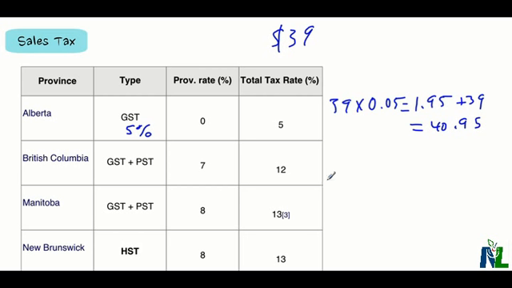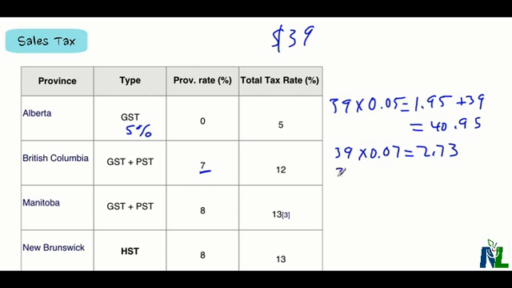In British Columbia, you have a couple of different ways, all depending on the item. Sometimes you only apply GST or you only apply PST, all depending on the type of item. But here we'll assume that the GST and the PST both apply. So I'll multiply 39 times 0.07. That gives me $2.73. So that's the amount of PST. Okay, that's the 7% right there.